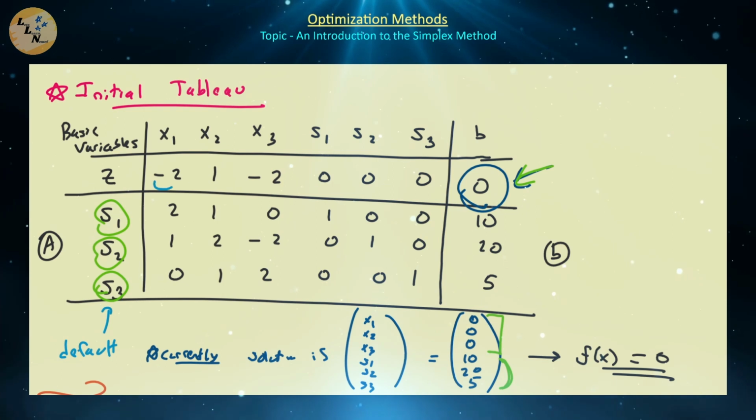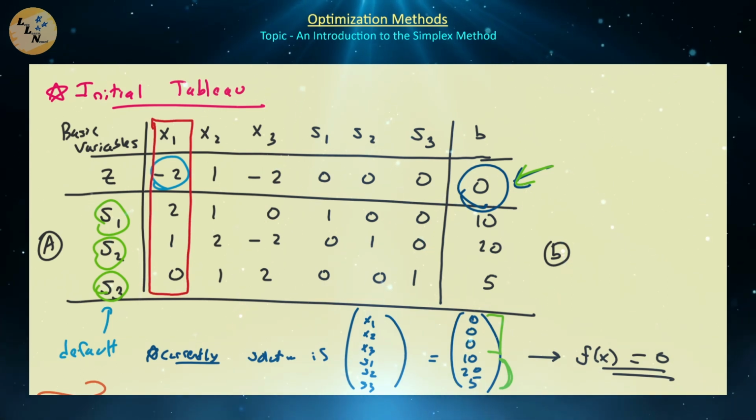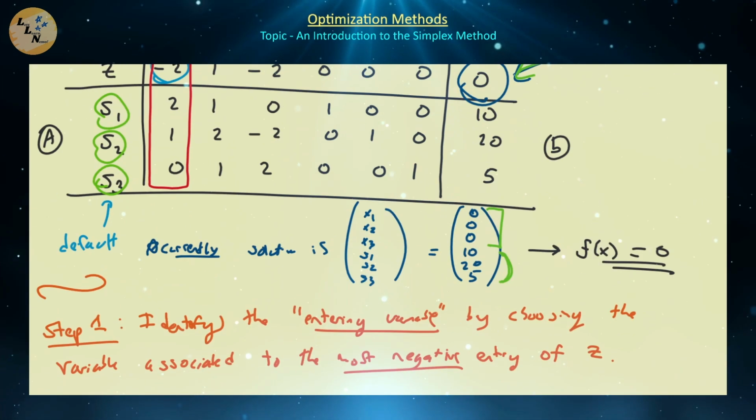Notice that we have -2 and -2 tied for the most negative. We're going to default to use x1 as our entering variable. So I'm just going to ignore this other -2 here, but you'll get the same exact solution if you go ahead and do x3, and I invite you to try that in case you're interested. So what I'm going to do is highlight that first column there. So x1 is my entering variable in our first iteration of the simplex method.